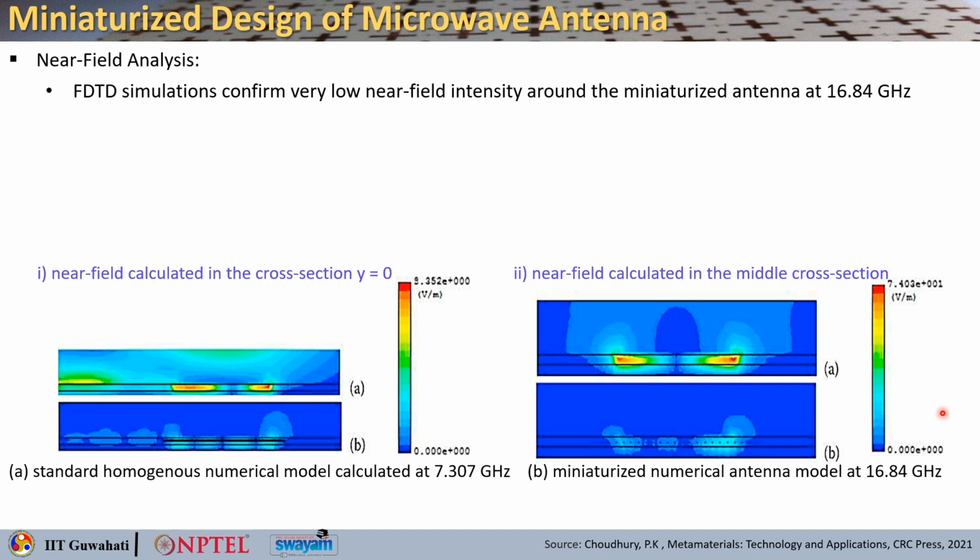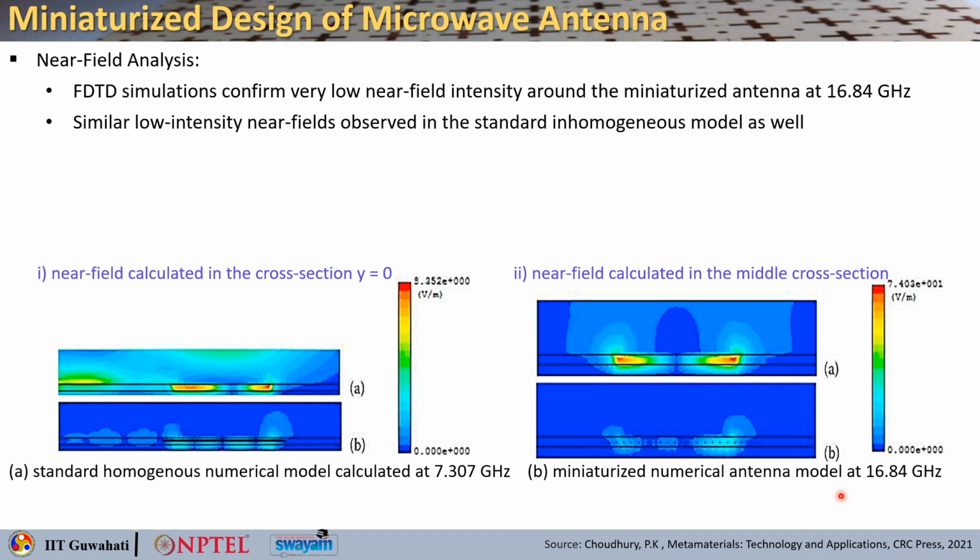So, taking into account the case of standard numerical model with composite substrate, it is logical to conjecture that the intensity of near field distribution around the miniaturized antenna at frequency of this 16.84 gigahertz is quite low, isn't it? And figure 1 here basically shows you the near field calculated at a cross section of y equals 0. Figure 2 tells you about near field calculated in the middle cross section along the x axis of the patch antenna.